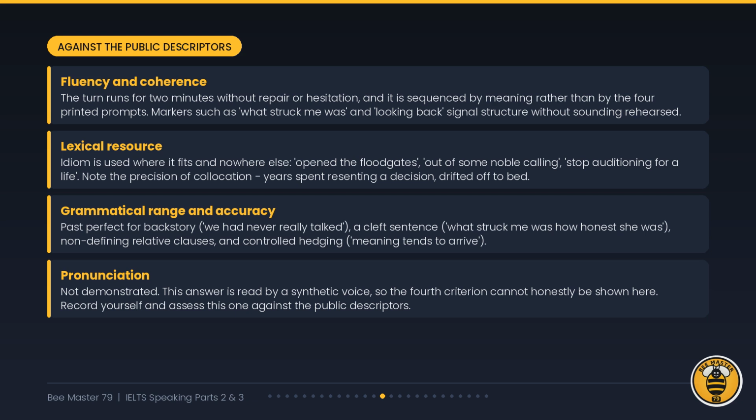Grammatical range and accuracy. Past perfect for backstory: "we had never really talked." A cleft sentence: "What struck me was how honest she was." Non-defining relative clauses and controlled hedging: "meaning tends to arrive." Pronunciation. Not demonstrated. This answer is read by a synthetic voice, so the 4th criterion cannot honestly be shown here. Record yourself and assess this one against the public descriptors.